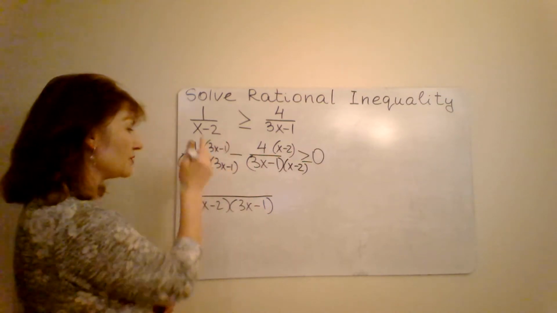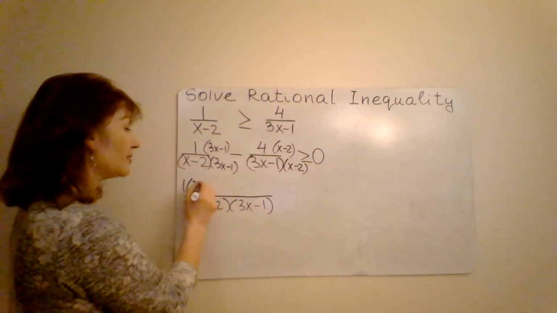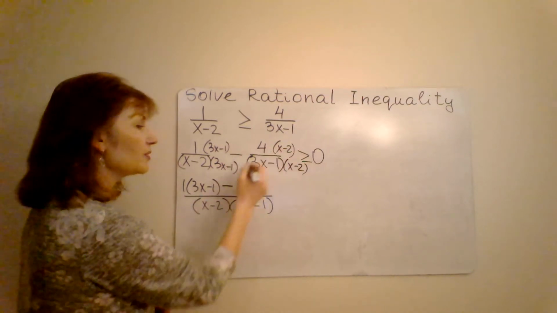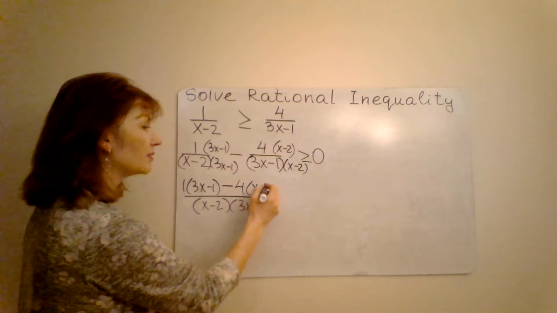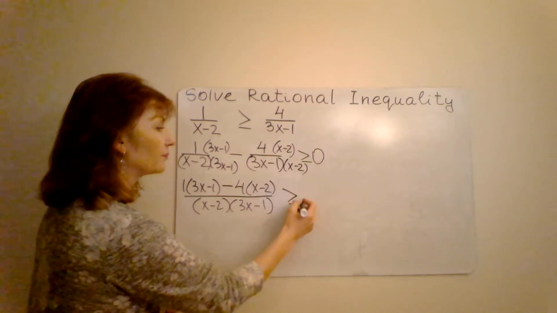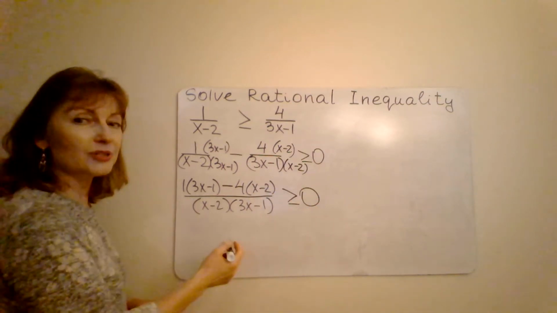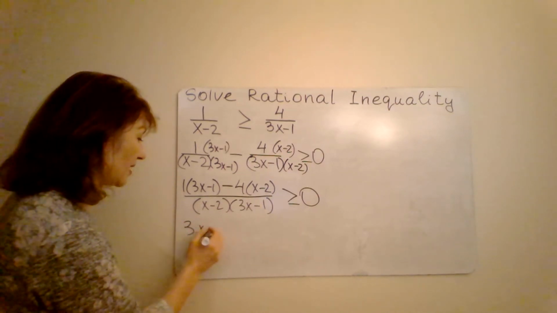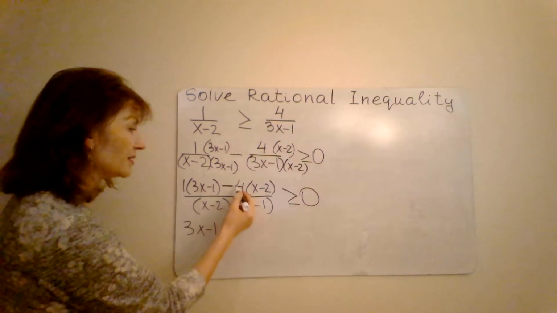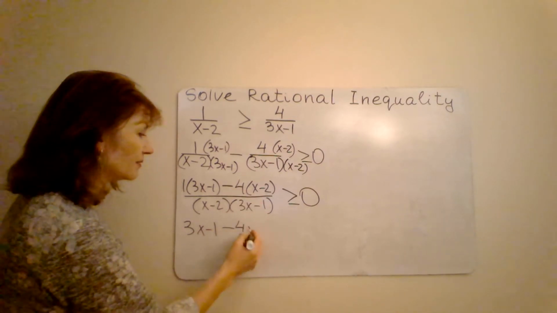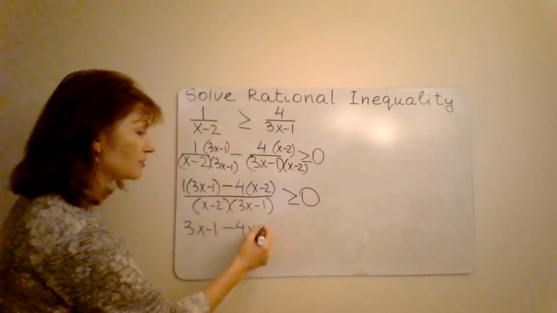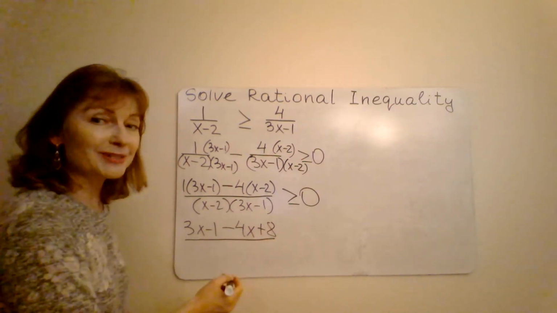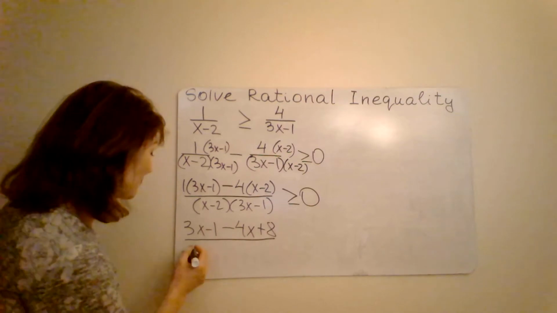So the first numerator, 1 times 3x minus 1, minus the second numerator. Now distribute. So we have 3x minus 1 minus 4x, and negative 4 times negative 2 gives positive 8. And we keep the same denominator.